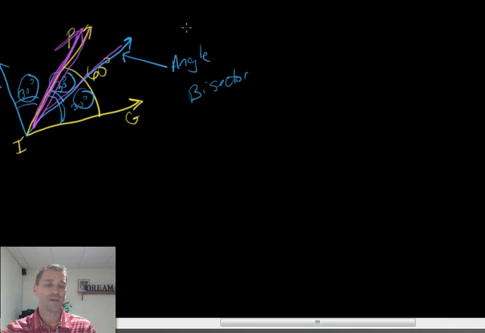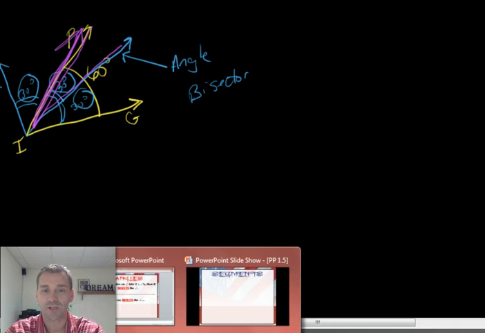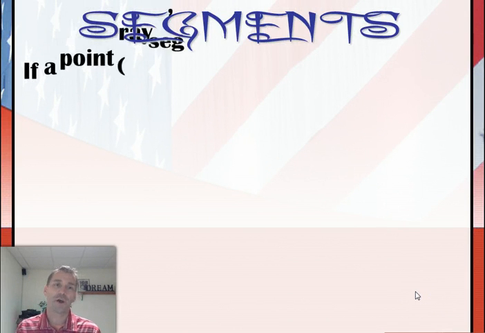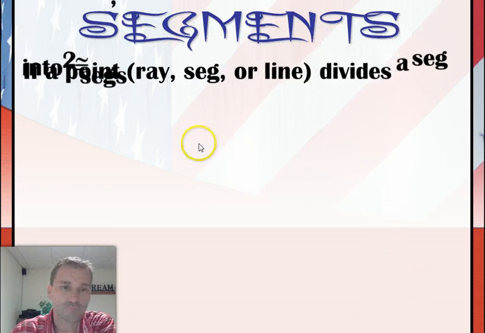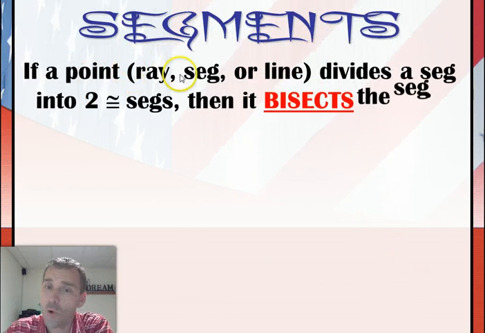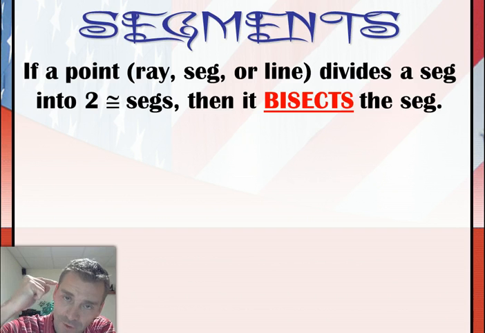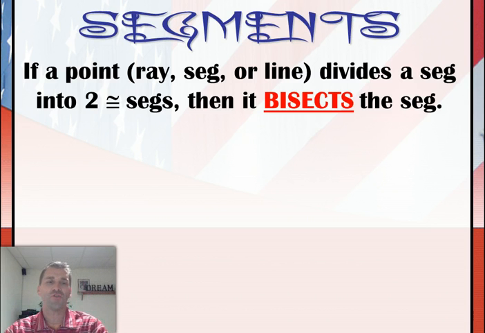So let me cut back to the PowerPoint so you get a chance to write down word for word what the definition is. So here you go. If you have a point, or it could be a ray, or it could be a segment, or it could be a line that divides a segment into two congruent segments, then it bisects a segment. That's the exact wording, guys. Commit it to memory for the rest of the year because you're going to use that a ton.